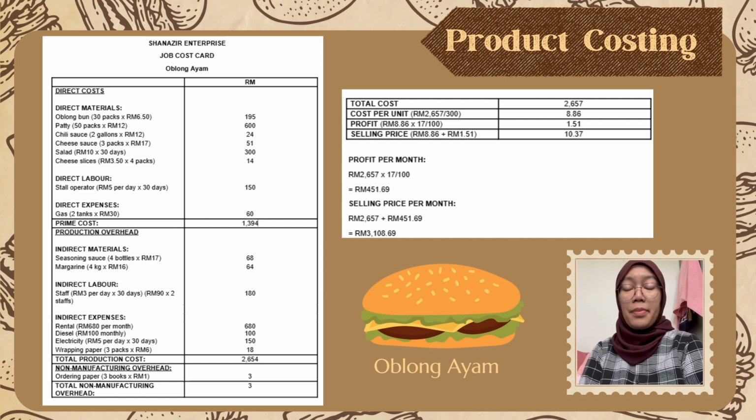To find the selling price per unit, we add cost per unit and profit per unit. So the selling price that we got is 10 ringgit and 37 cents for 1 oblong ayam. The profit per month is RM451 and 69 cents, while the selling price per month is RM3,108 and 69 cents.